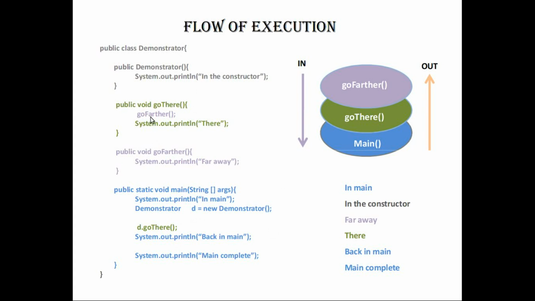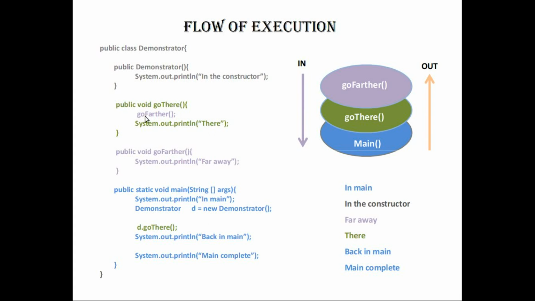Immediately you get into the body of goThere, we see another method, goFurther. Now this is a method call, and once we call this method goFurther, what happens? Execution leaves from here. Remember, we are still in main. Main has called this guy, goThere has not finished yet, so main too has not finished. goThere has called another guy, and the guy is goFurther.